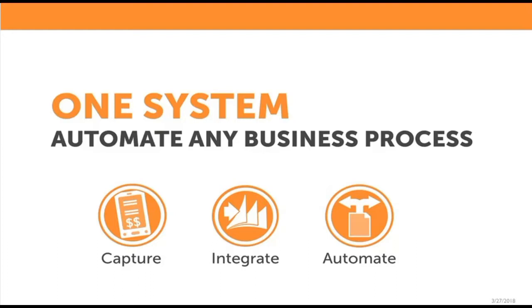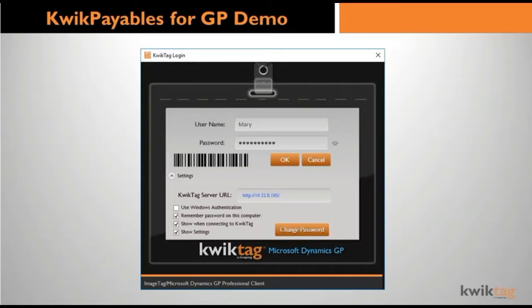We integrate with your ERP system, in this case Dynamics GP, and we automate the processes that are going to be most critical for gaining these efficiencies. And again, we're going to start with AP and expense management. So with that, I'm going to jump over into my demo environment and just switch screens here.